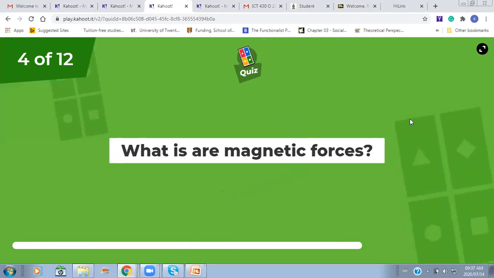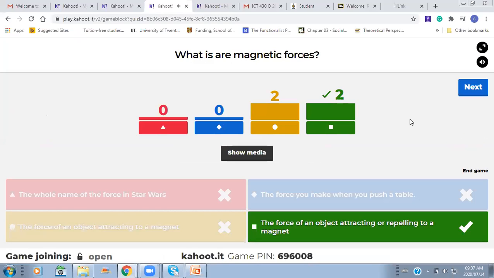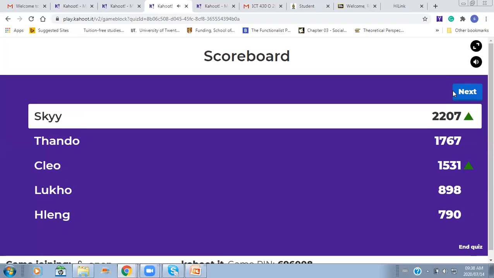What are magnetic forces? Let's go on. What are magnetic forces? Send in your answers. The clock is ticking. Okay. Two people got this right, two people got this wrong, and two didn't answer. Sky and then Cleo. So Sky answered first. Now let's go to the next.